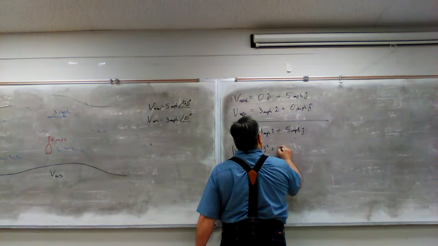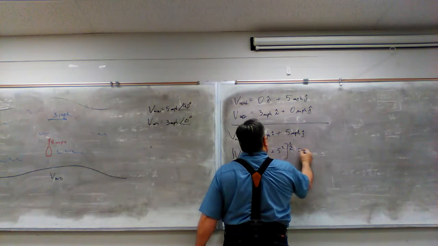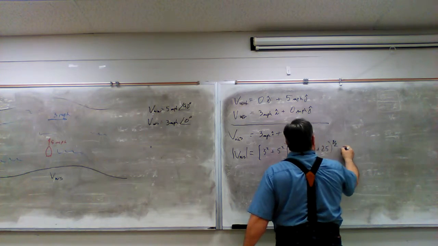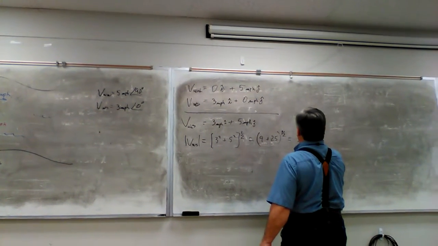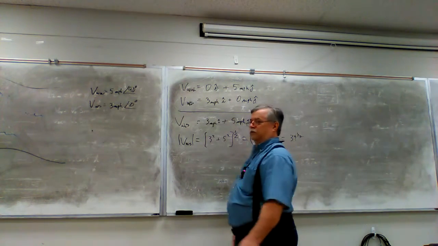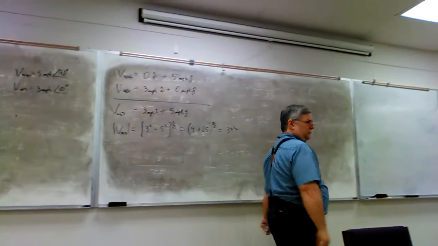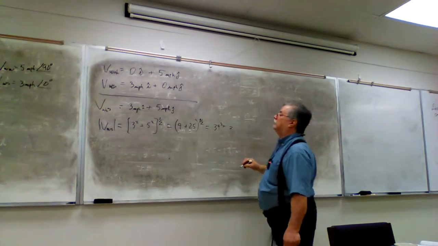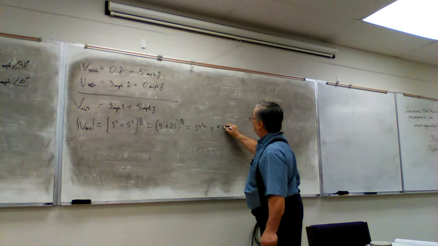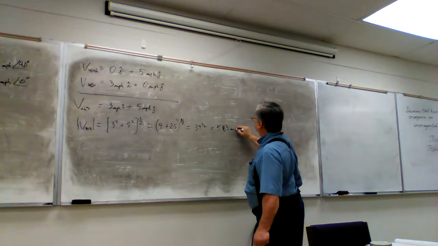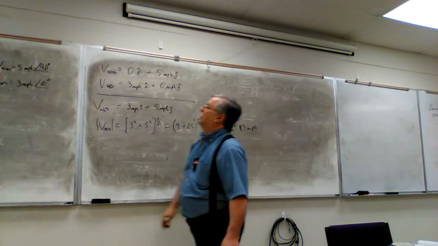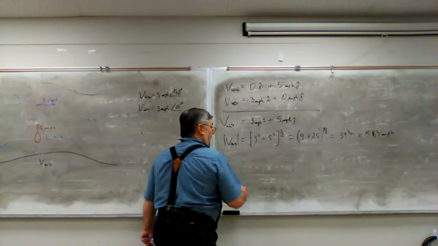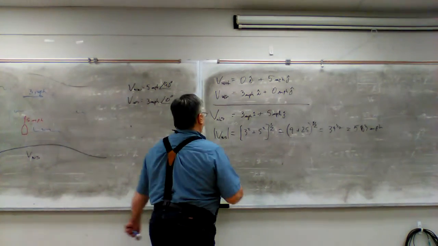3 squared plus 5 squared. Take the square root. That's going to be 9 plus 25. Take the square root, which is, what's that, 34? And don't trust me for the arithmetic. Is it 34? Okay, what's the square root of 34? 5.83 miles per hour. Now, what is its angle? What's its direction relative to the shore?